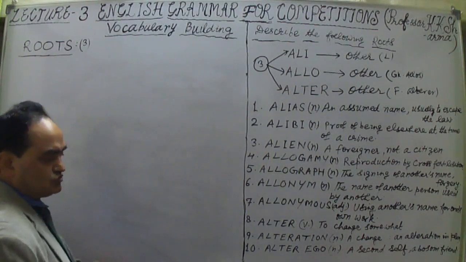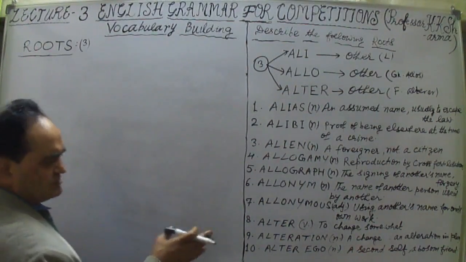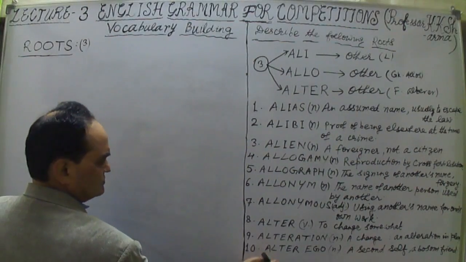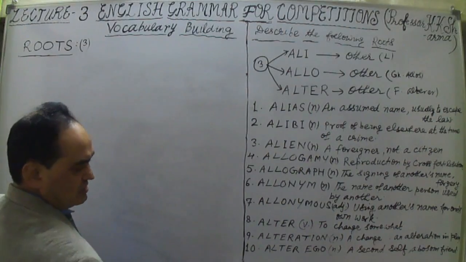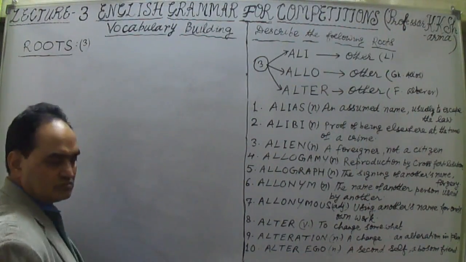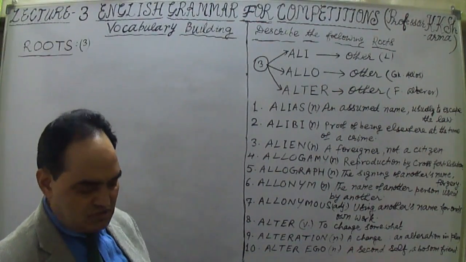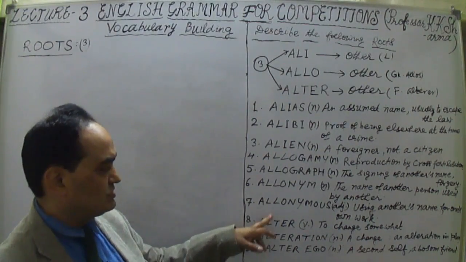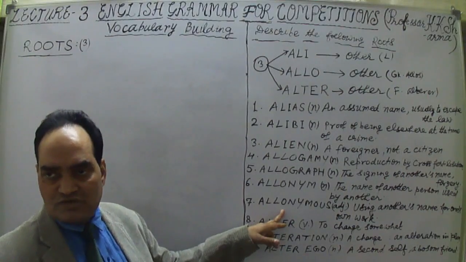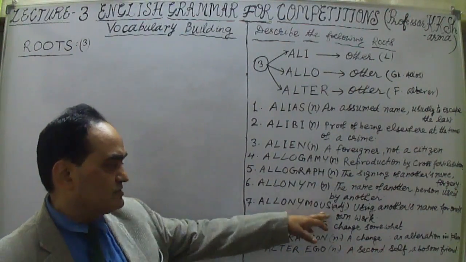The fourth word I have taken is allonymous. I take it from alternate, alteration, alter, alter ego. Alternate means by choice, one after the other. So allonymous is one word that is left. Allonymous is an adjective.